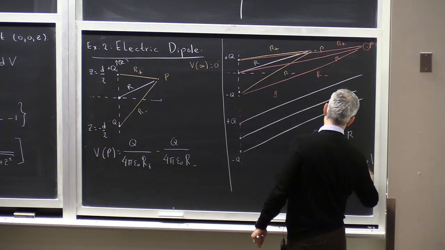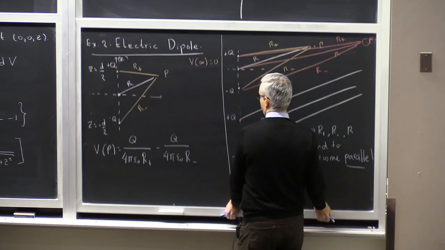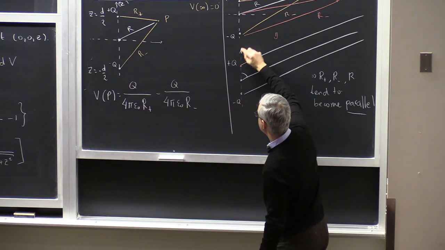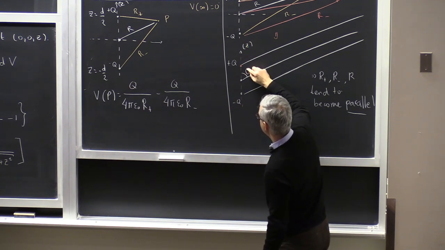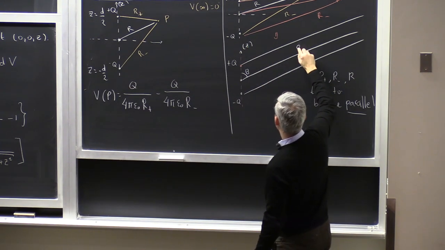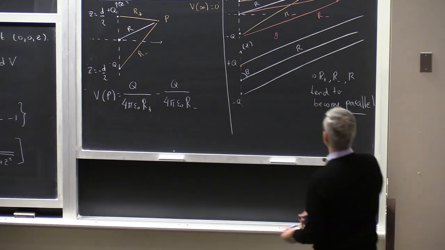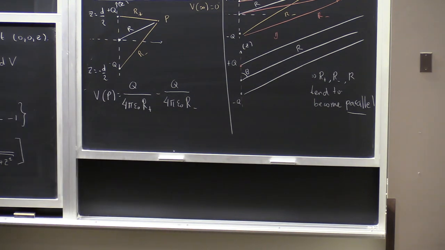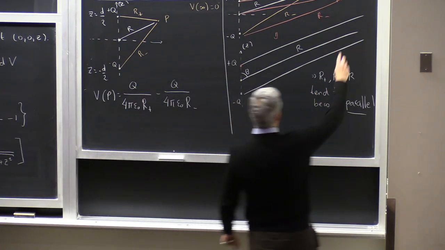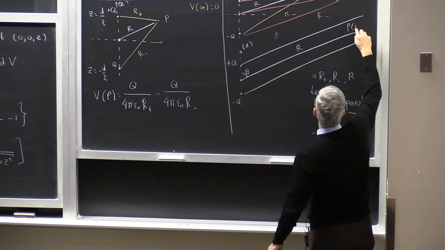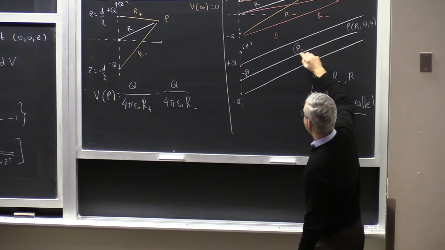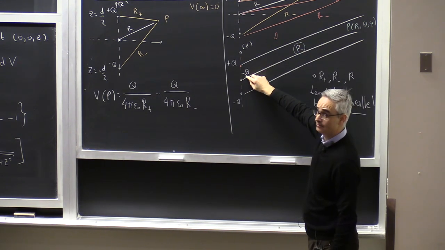the three lines tend to become parallel to each other. This angle here from the z-axis is the theta coordinate of my observation point. So my observation point P, which is somewhere outside the board, has spherical coordinates P of r, theta, phi. So this is r, and this is theta.